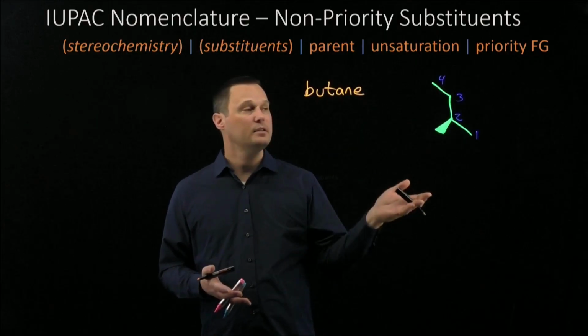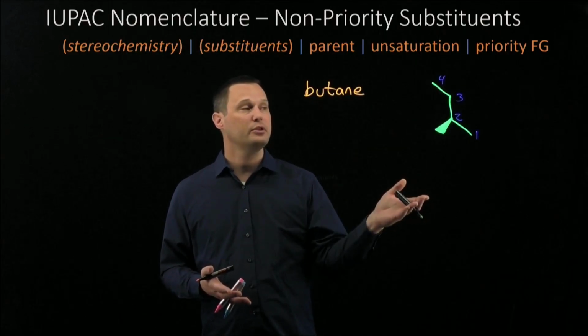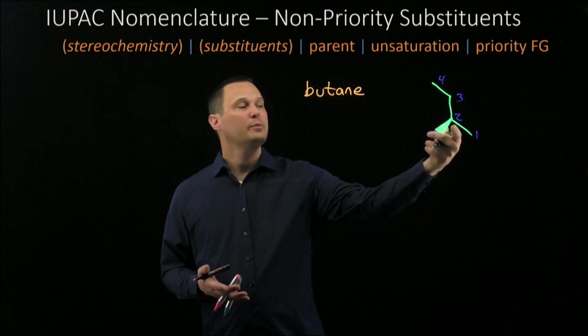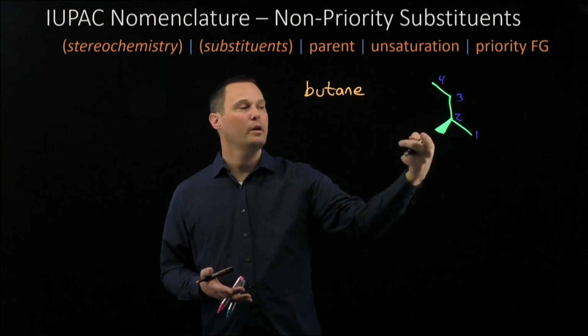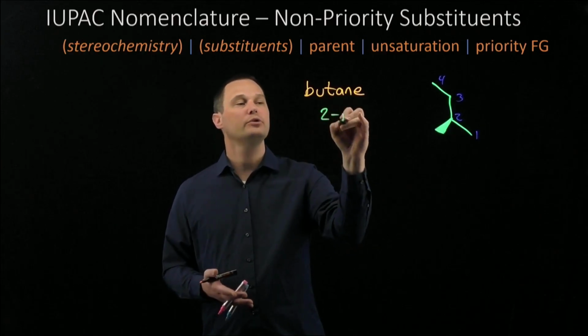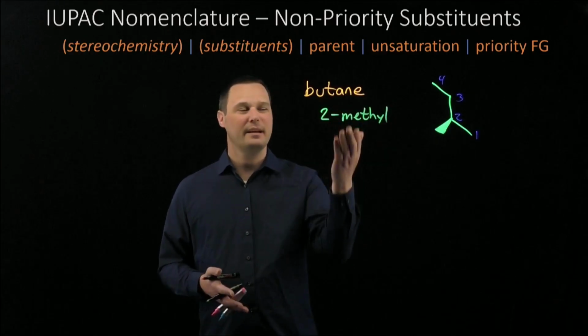The next step is to list the name and location of all of the substituents in the molecule. We have 1 substituent in this molecule at carbon number 2. Sprouting off of carbon number 2 is a 1-carbon chain. Our syllable for 1 carbon is meth, so at carbon number 2, we have a methyl group. That's the end of all the substituents.